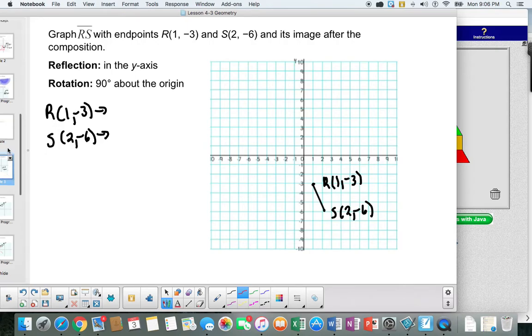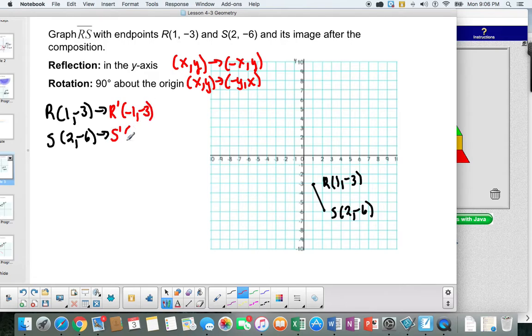Let's take a look at going through a composition where we go through two transformations. Now, this is the rule for a reflection in the y-axis: (x, y) goes to (-x, y), and in the y-axis it's the x's that change, so that's the rule. And rotating 90 degrees about the origin, that rule is (opposite of y, x). So in going through the reflection, this will be R prime, and R prime will be (-1, -3), and S prime will be (-2, -6).